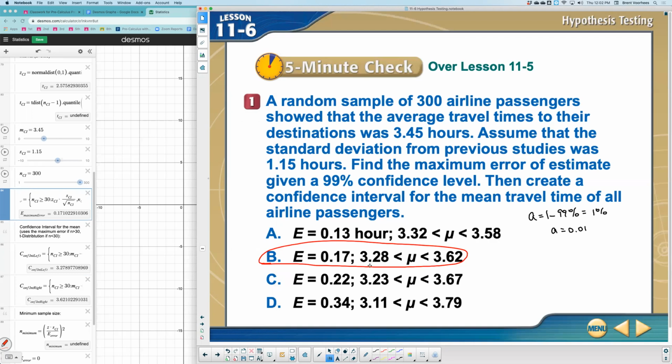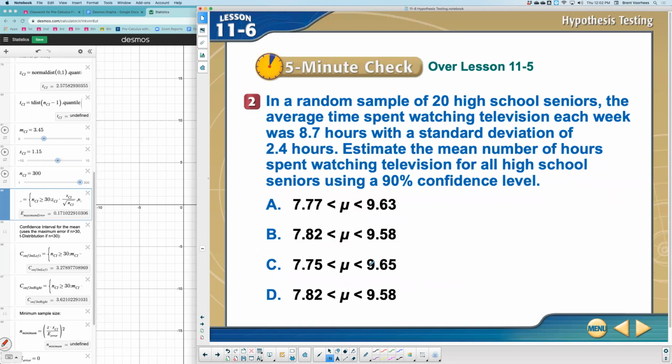Number two, in a random sample of 20 high school seniors, the average time spent watching television each week was 8.7 hours, with a standard deviation of 2.4 hours. Estimate the mean number of hours spent watching television for all high school seniors using a 90% confidence level. Okay, so here we go.